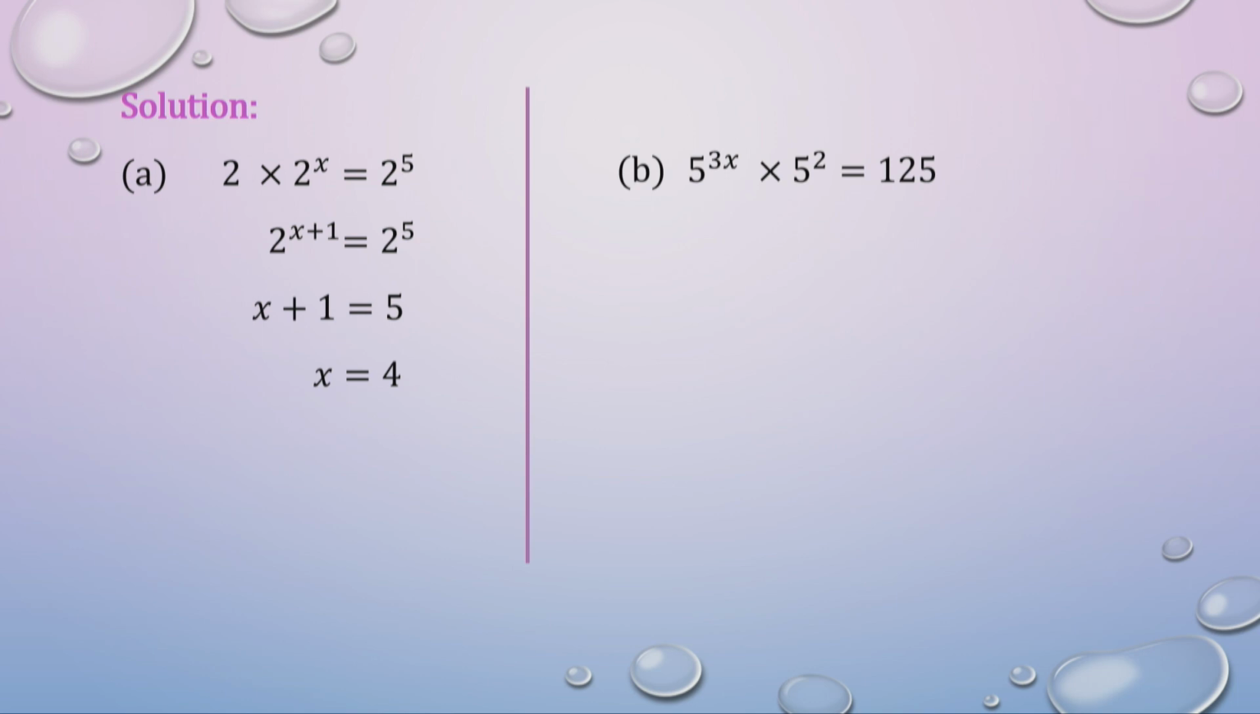Part B. 5 to the power of 3x times 5 to the square is equal to 125. So I can write 125 as 5 to the power of 3, and I can also use the multiplication law of indices on the left hand part. So I get 5 to the power of 3x plus 2 equal to 5 to the power of 3. Since we have the same base, we can compare the powers. 3x plus 2 equal to 3, 3x is equal to 1, and x equal to 1/3.